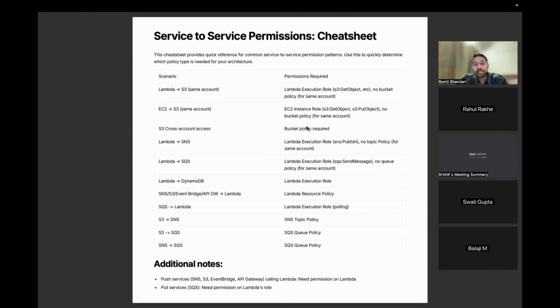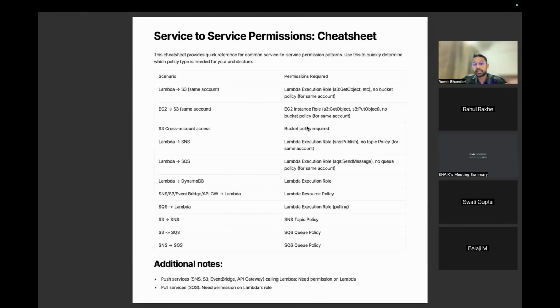Now EC2 to S3, very similar case. Here instead of execution role, we call it the EC2 instance role, which can have any kind of action, S3 get bucket, put bucket, whatever you want to do. No bucket policy required for the second party, which is S3.